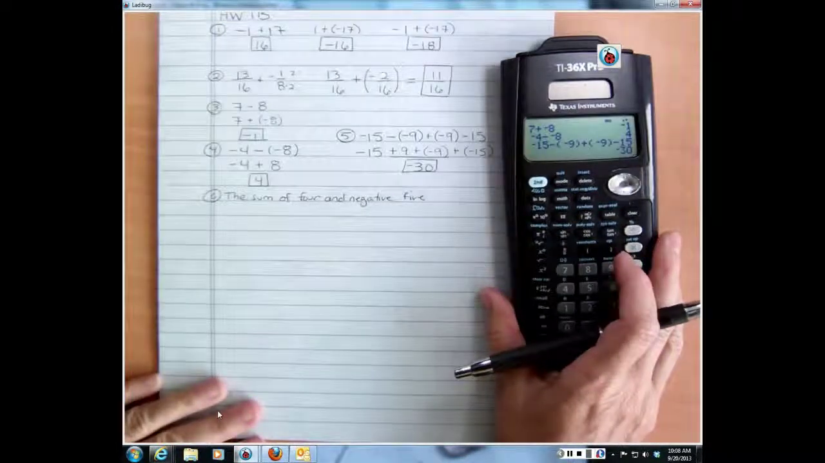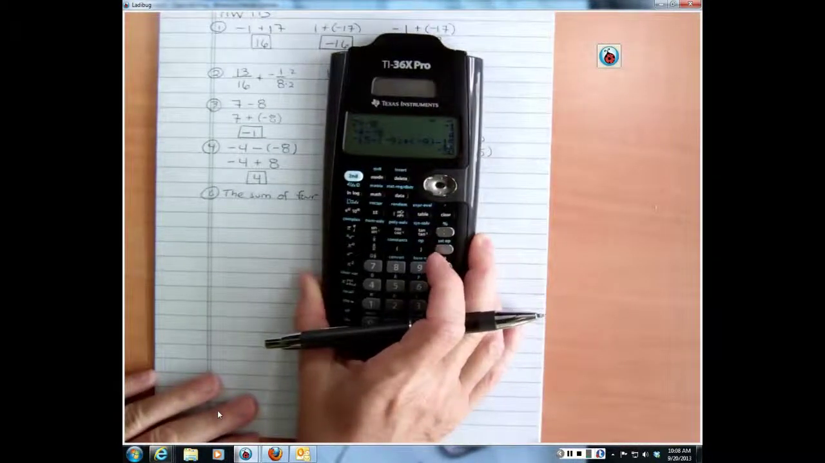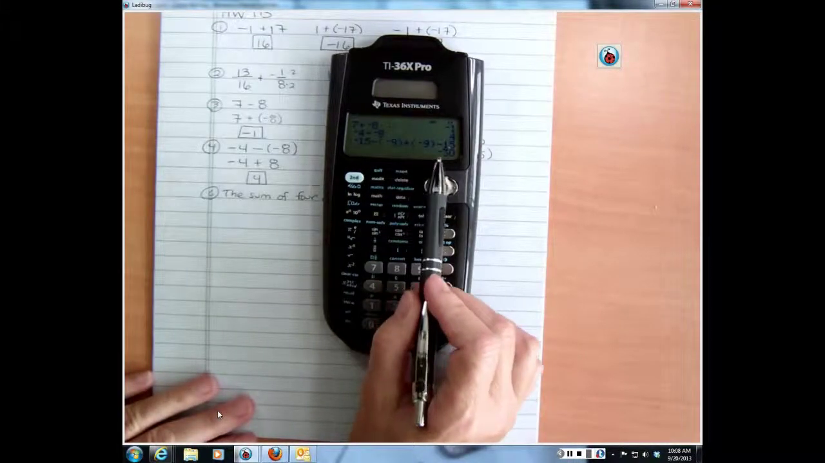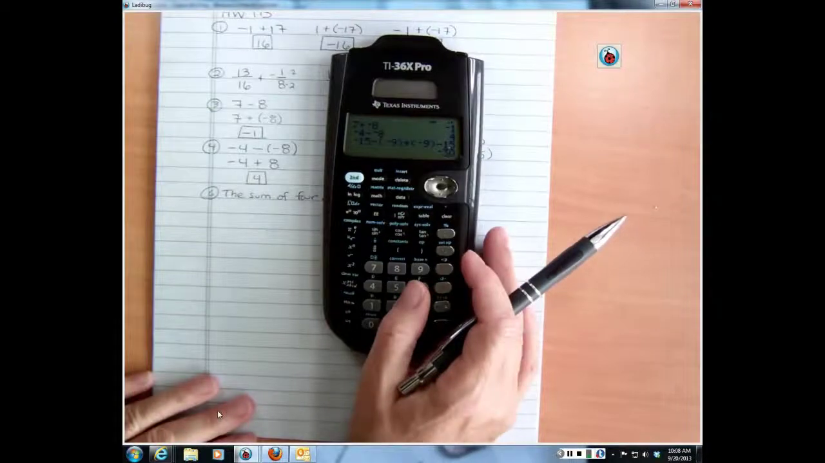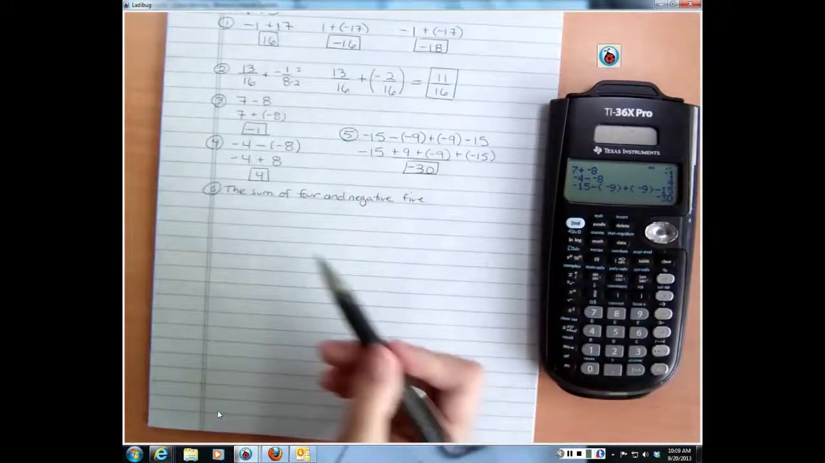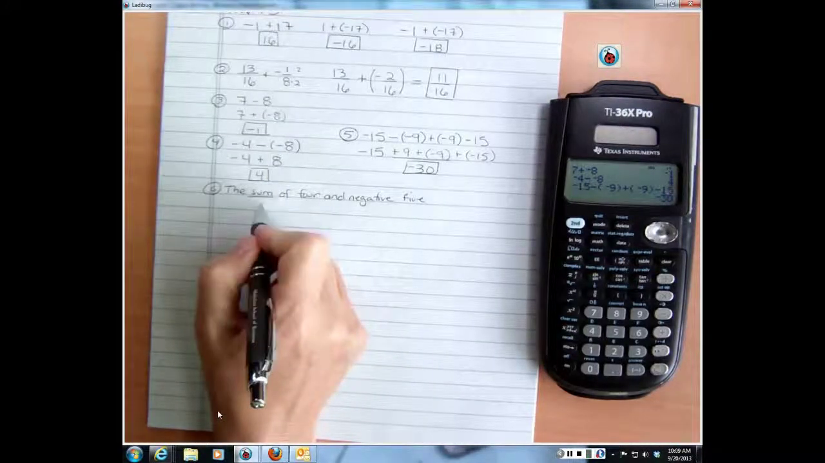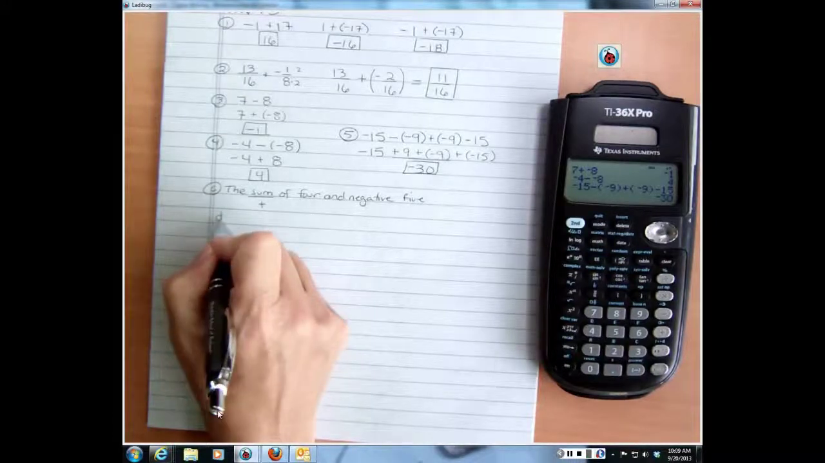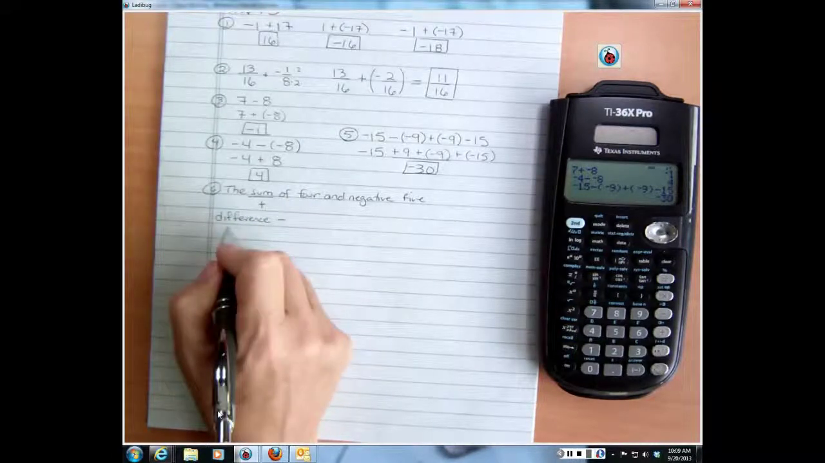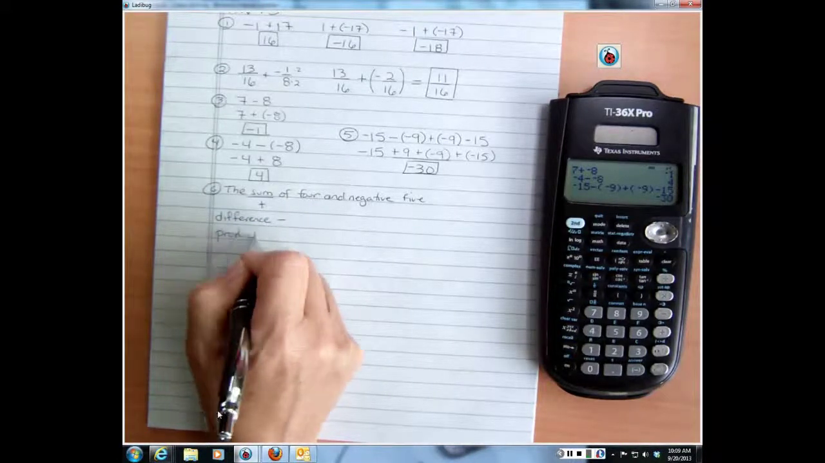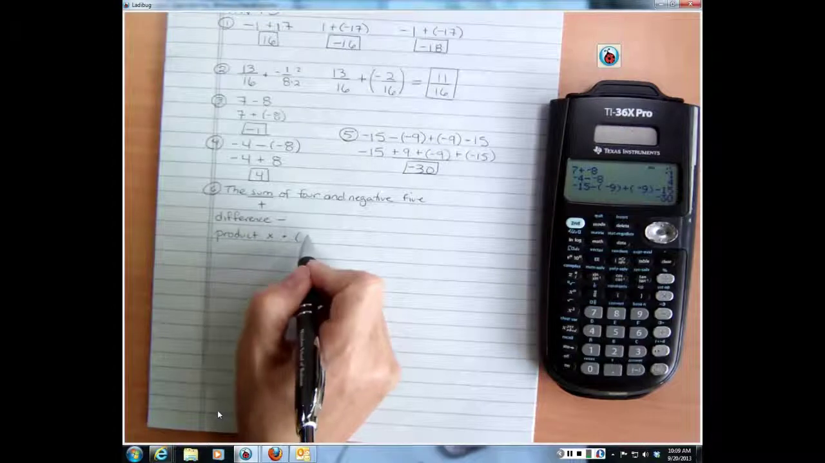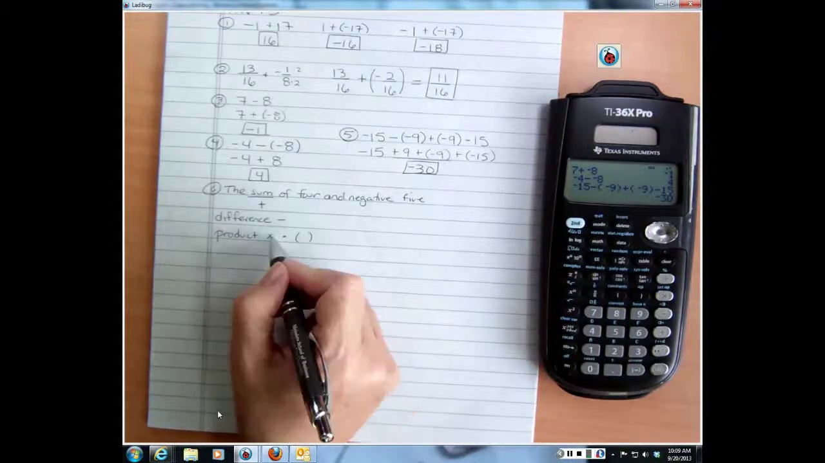I just did that calculator thing without you being able to see. Sorry about that. Anyway, this is what it looks like: negative 15 minus negative 9 plus negative 9 minus 15 entered into the calculator correctly. The sum of 4 and negative 5. When we say sum, we're talking about an addition problem. If we say difference, we're talking about a subtraction problem. If we say product, we're talking about a multiplication problem, which we use a dot for or just parentheses in algebra, and we don't use the X very often.